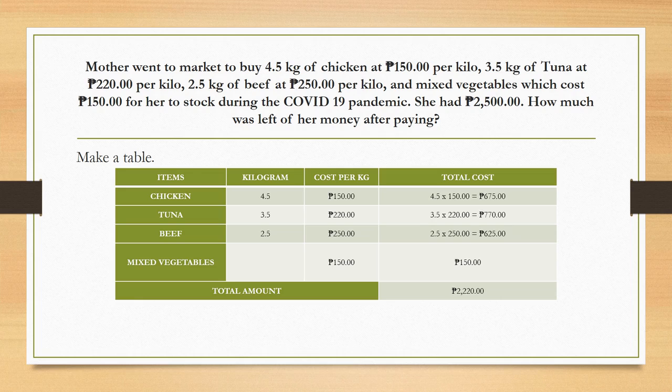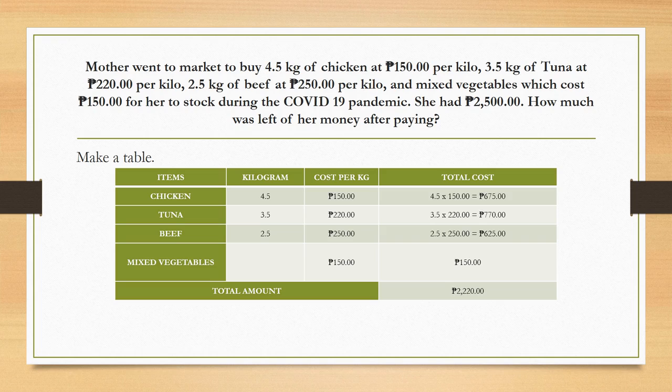In the second column, we will write their weight in kilogram. In the third column, we will write their costs per kilogram. And in the fourth column, we will write their total cost. To find the total cost, you just have to multiply their weight in kilogram by their cost per kilogram. Then after that, find their total amount by adding their total costs. So that is equal to 2,220 pesos.